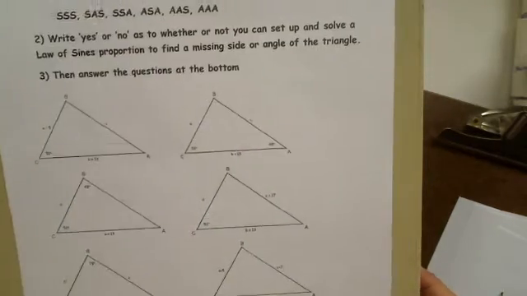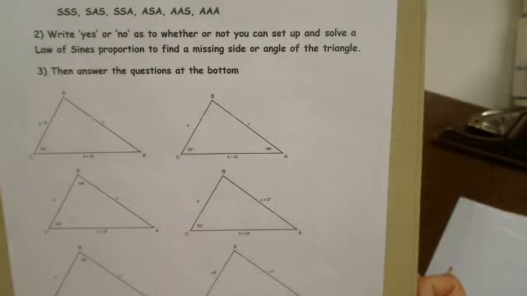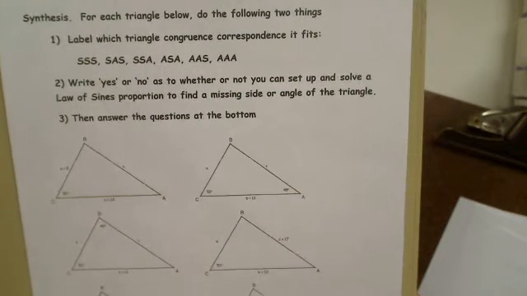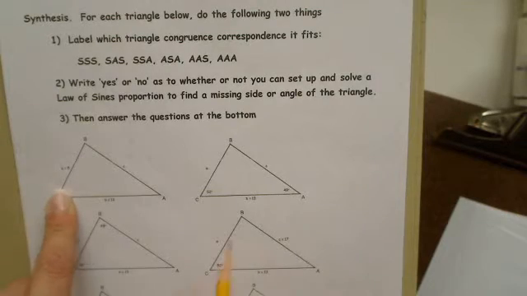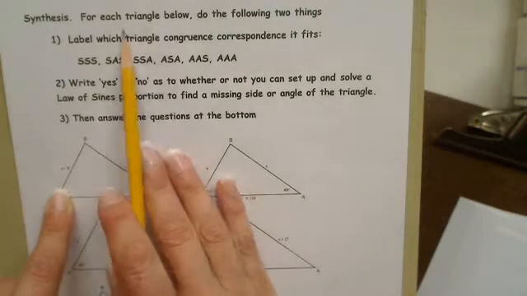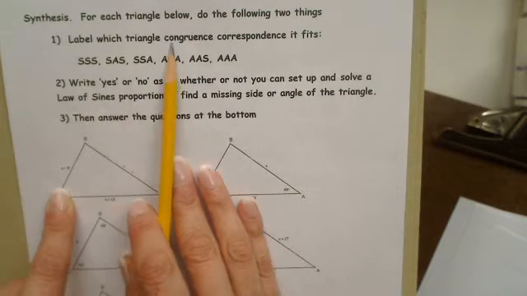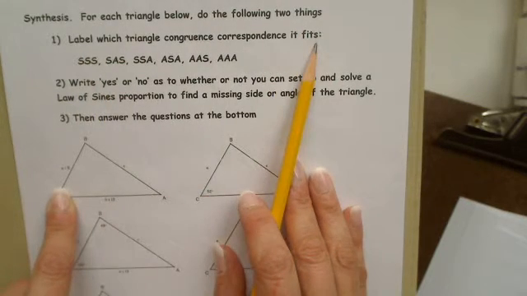All right, finally, let's summarize. I'm going to give you the directions for this. I think you should pause the video and do it on your own, and then maybe come back after when I tell you to. So listen for that to come up. For each triangle below, do the following two things. We're kind of summarizing here. Label which triangle congruence correspondence it fits.